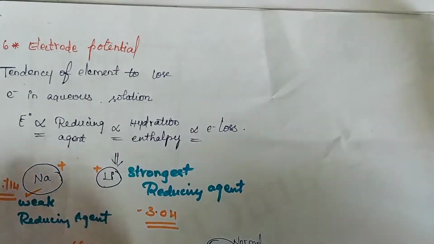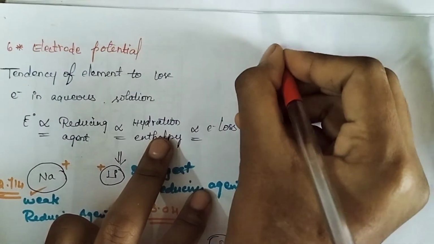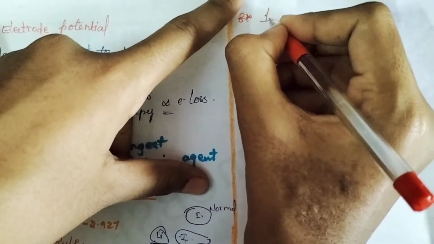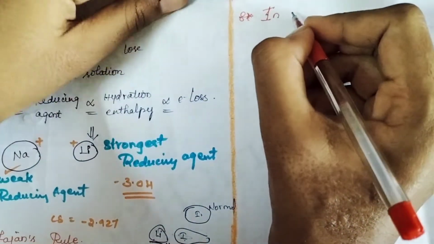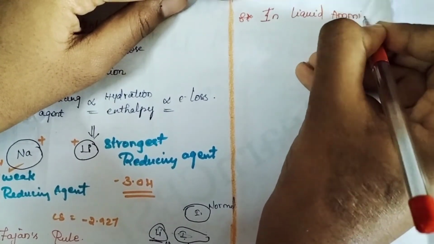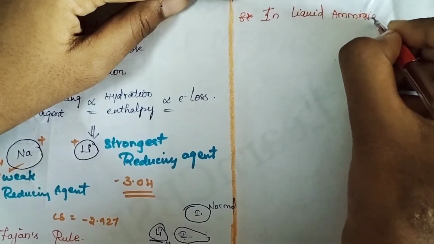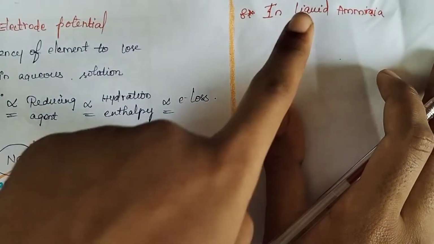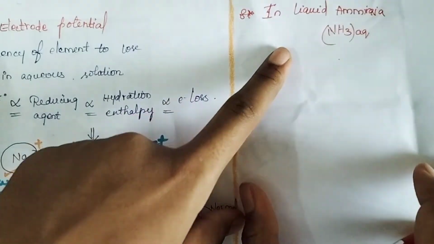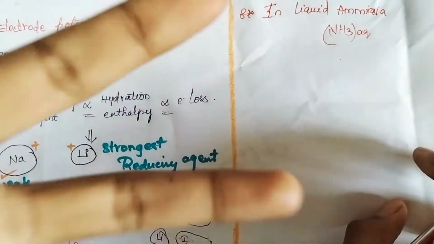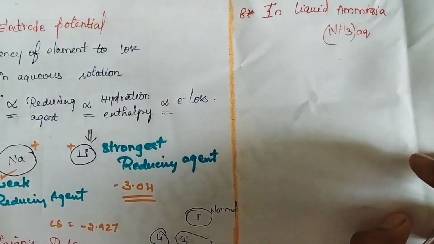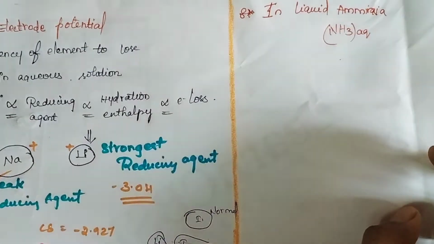The 8th point is solution in liquid ammonia. In liquid ammonia, the alkali metals react with liquid ammonia, NH3 aqueous you can write. Okay, clear? Now if these elements react with liquid ammonia, they form ammoniated cations and ammoniated electrons.